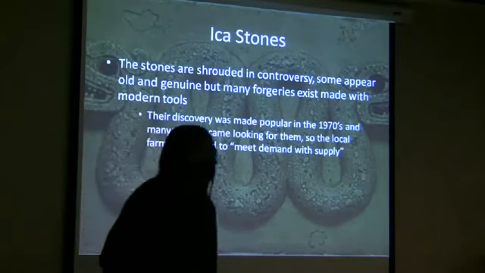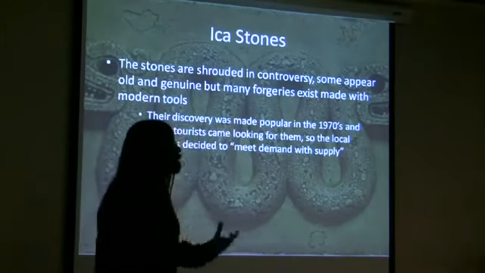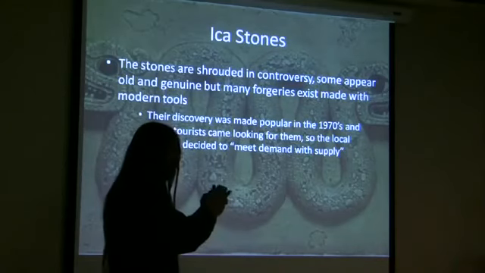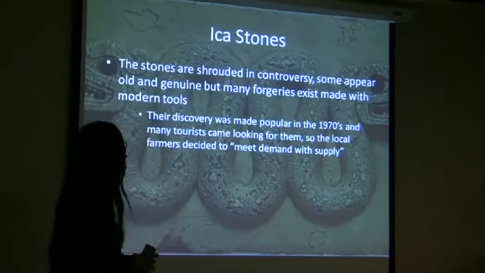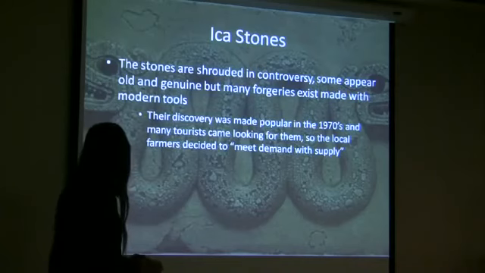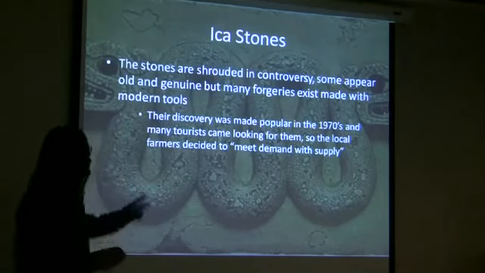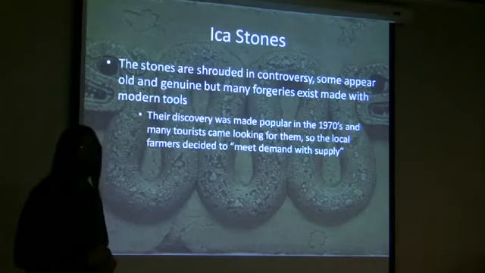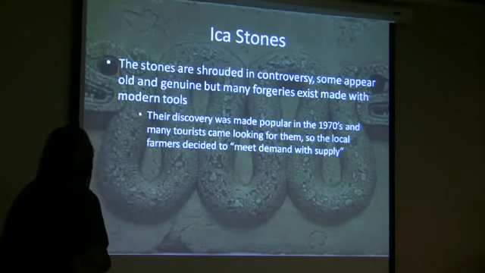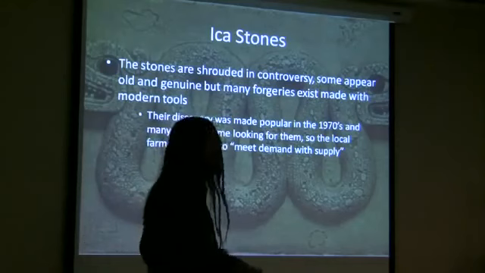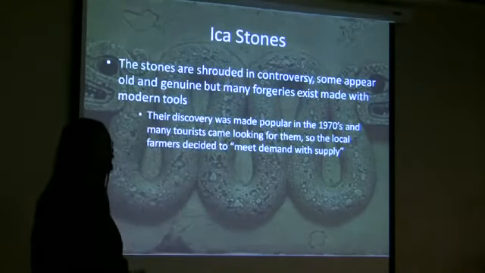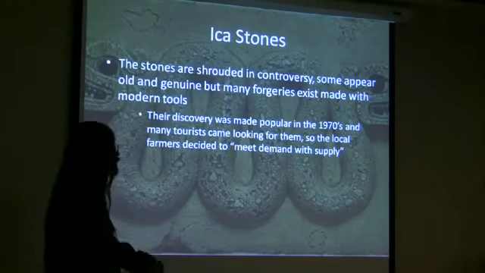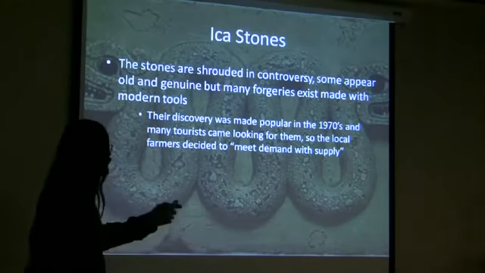One of the problems with the forgeries is their discovery was made popular in the 1970s, especially when Erich von Däniken released his book, Chariots of the Gods. He made reference to these and they became really popular. So people started showing up in the area looking for the stones, and many of the local farmers decided to, I'll put it nicely, meet demand with supply. With, okay, there's lots of crazy white people looking for stones with carvings on them, we'll give you stones with carvings on them, here you go, because people were buying them. So consequently, a lot of people started manufacturing them with modern tools. A lot of the locals in the area, it was more profitable to make these stones than it was to do other things.